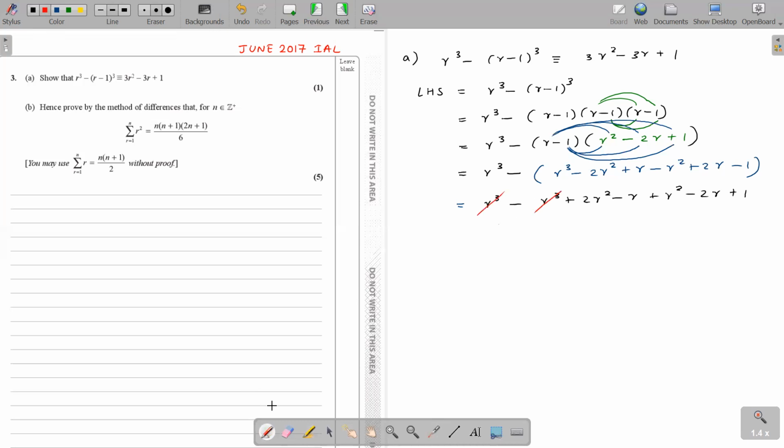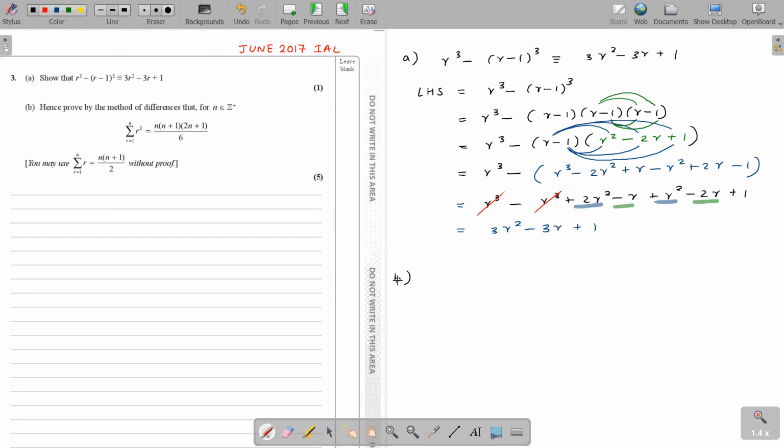What's remaining? 2r square plus r square is 3r square. Minus r minus 2r is minus 3r and plus 1, which is the show that. Can you see that's the show that for part A? So we'll move on to part B, the last part.